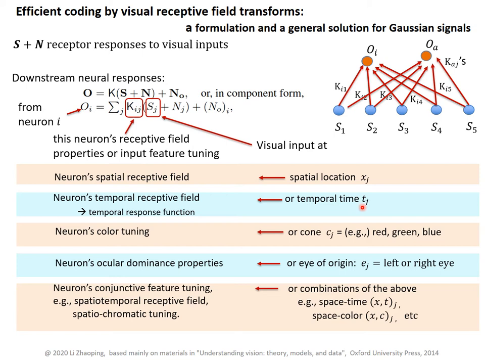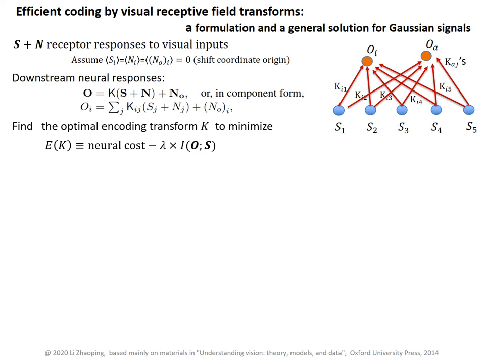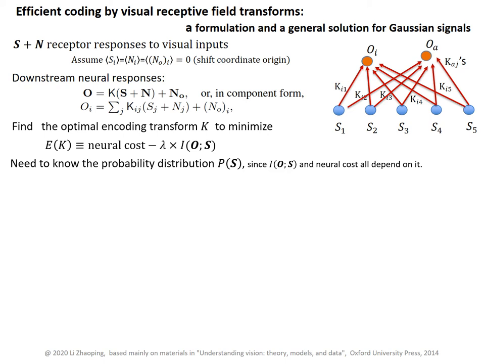For simplicity, we also assume that all the signals and noises have zero means, and that can make lots of notations and derivations a bit easier. If they do not have zero means, we can always do some translations of our coordinate system so that we can make this the case to simplify things. So we need to find the optimal matrix K to minimize this objective function E(K). To do that, we need to first have the probability distribution of our input signal, P(S).